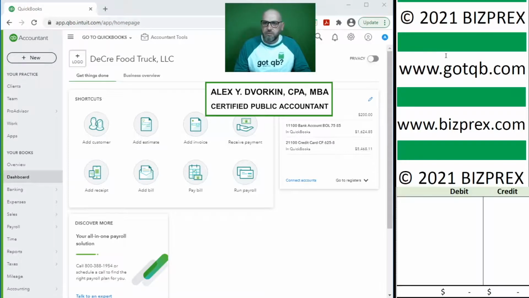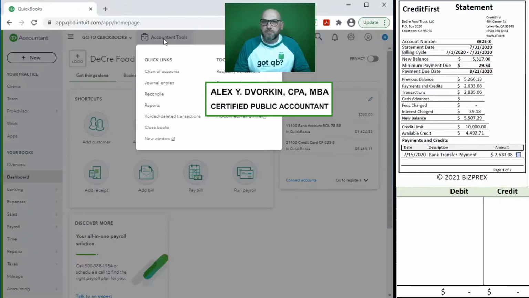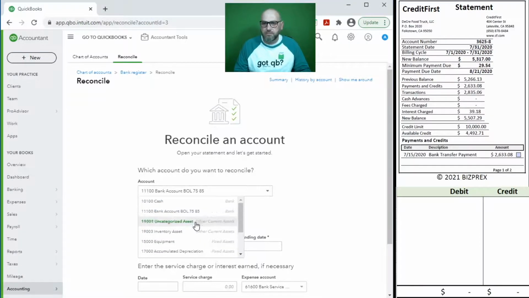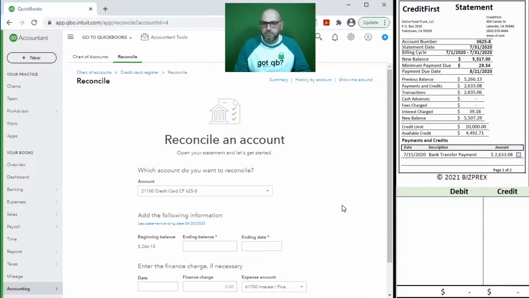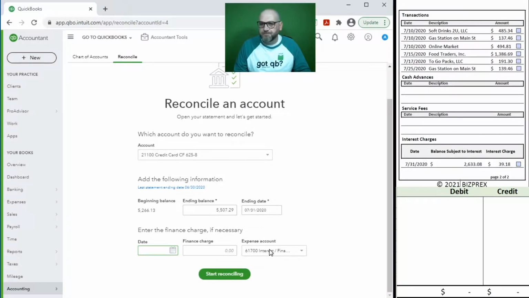Okay, let's go ahead and reconcile July. We're going to start with our credit card statement. Here it is. All right, our ending balance, ending date. All right, do we have any finance charges? Yes, we do. Okay, let's book that.